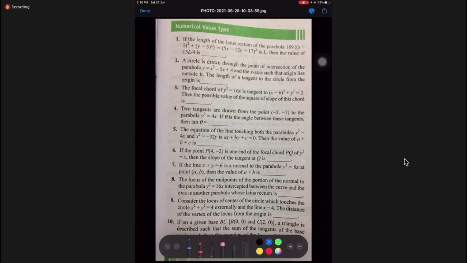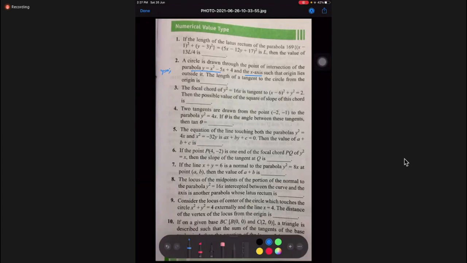A circle is drawn through the point of intersection of the parabola and the x-axis such that the origin lies outside of it. If you put 0, 0, it should be greater than 0. Understand, students? The circle passes through the parabola and the x-axis, and for the x-axis, we substitute y equal to 0.